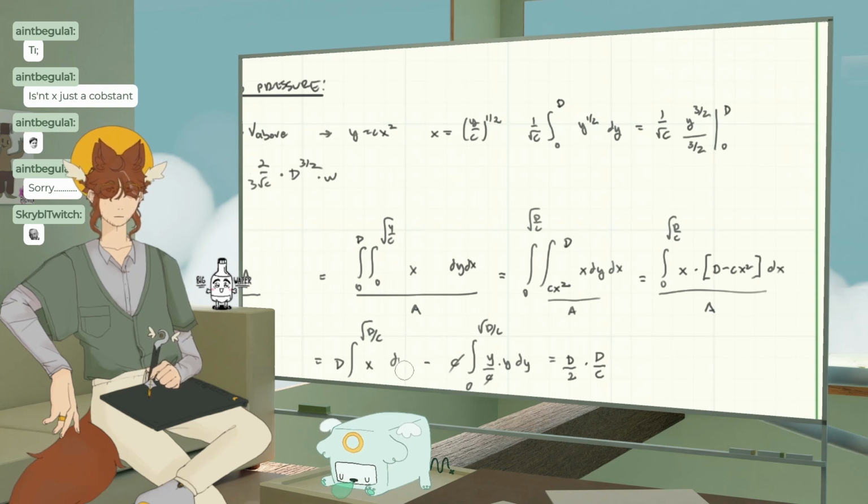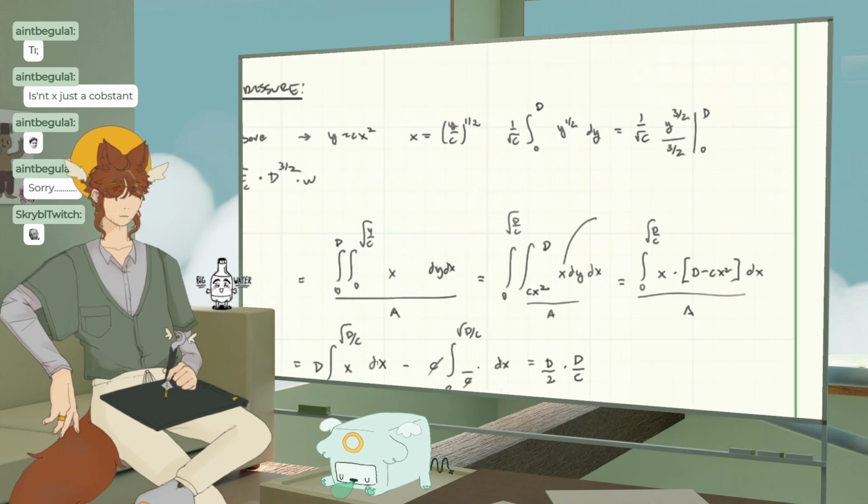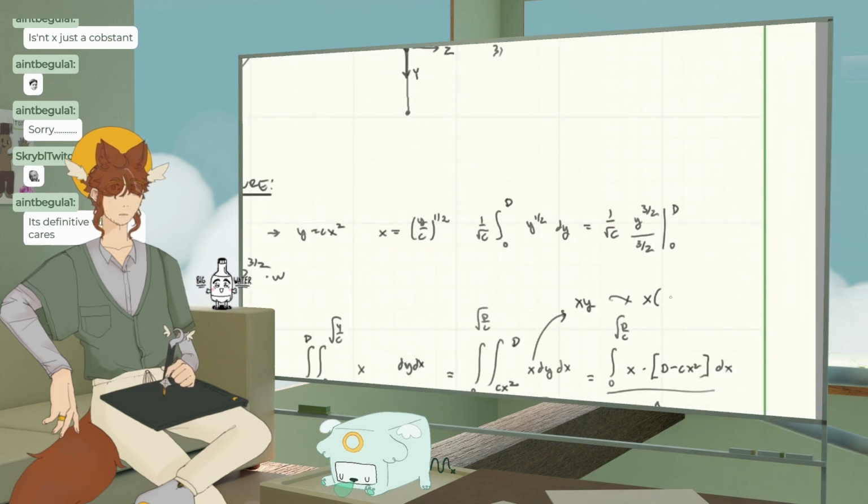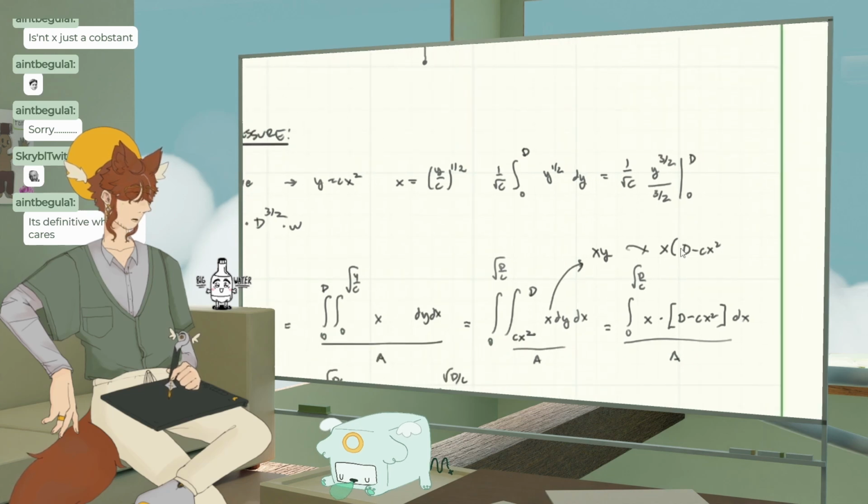It's actually the same thing. It's basically the same thing. Don't worry about it. It's just like everything is flipped. So dx. And then yeah, so this turns into xy. And then we plug in y, and that turns into x times cx squared, or d minus cx squared. So that's how we got to that.